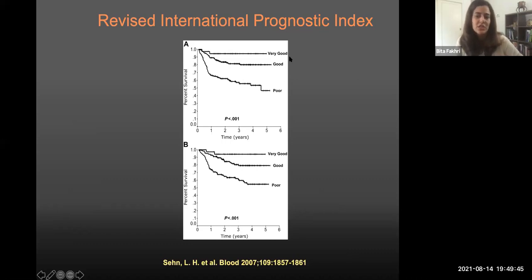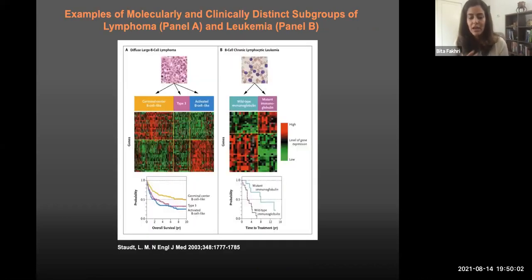So in patients treated with rituximab-containing regimens who had few risk factors, IPI 0 to 1, they had very good outcomes. IPI 2 to 3, they had reasonable, fair outcomes, and IPI 4, 5, they had poor outcomes. So that's a clinical prognostic model that we continue to use to inform our patients about their prognosis.